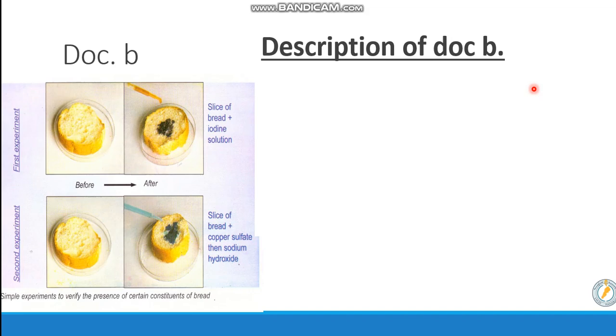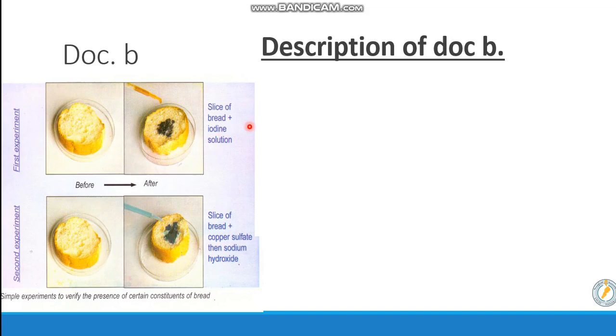Document B. In document B, we have two experiments. First experiment, we bring a slice of bread. We add a few drops of iodine water. We get a dark blue color. In the second experiment, another slice of bread. We add to it copper sulfate plus sodium hydroxide, which have a blue color. But when we put them on the slice of bread, they transform into a violet color. The color on the piece of bread is not that clear, but this is a violet color.